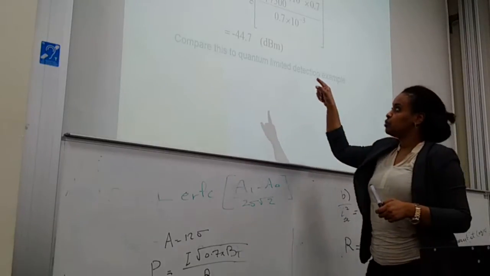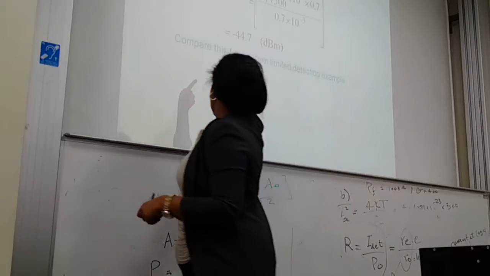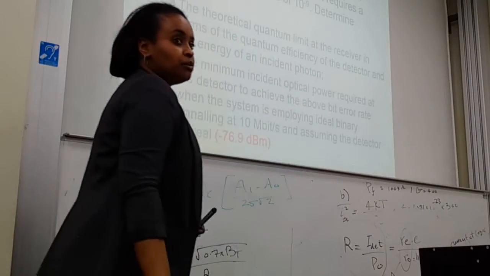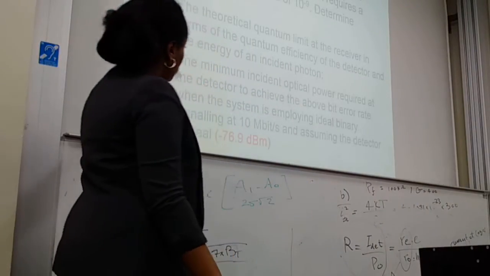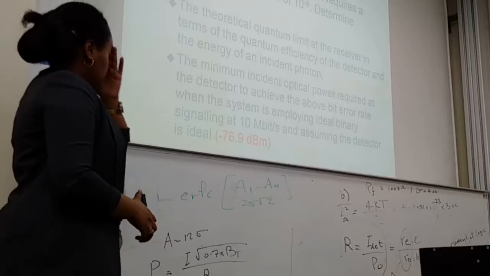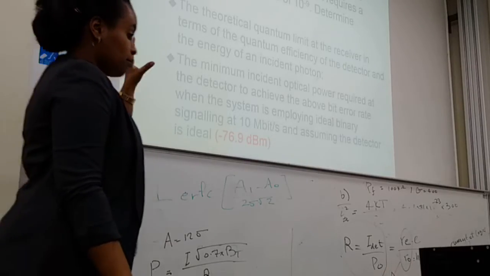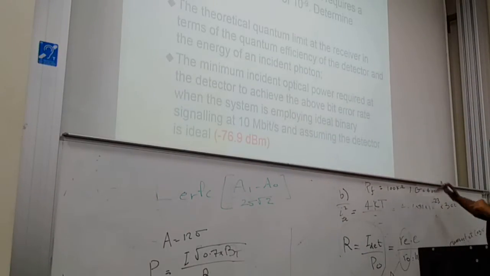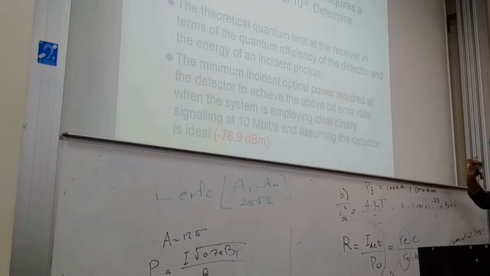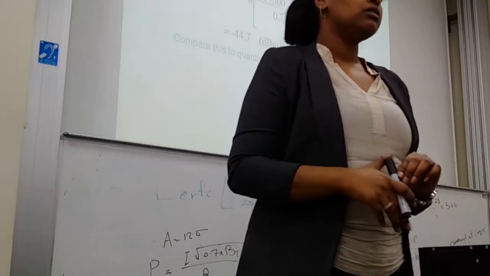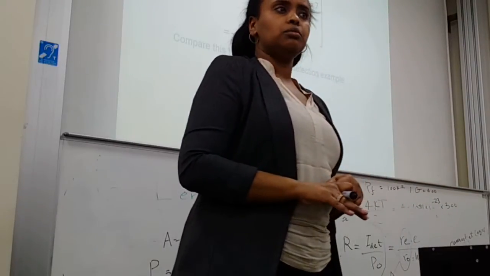The point of this question is that we want you to compare this to the limited detection example. You remember we solved this example a couple of lectures ago, and we found that the sensitivity, or the minimum power at a bit error rate of 10 to the power minus 9, was minus 76.9. Now it's minus 44.7. So why is this difference? What does this mean?